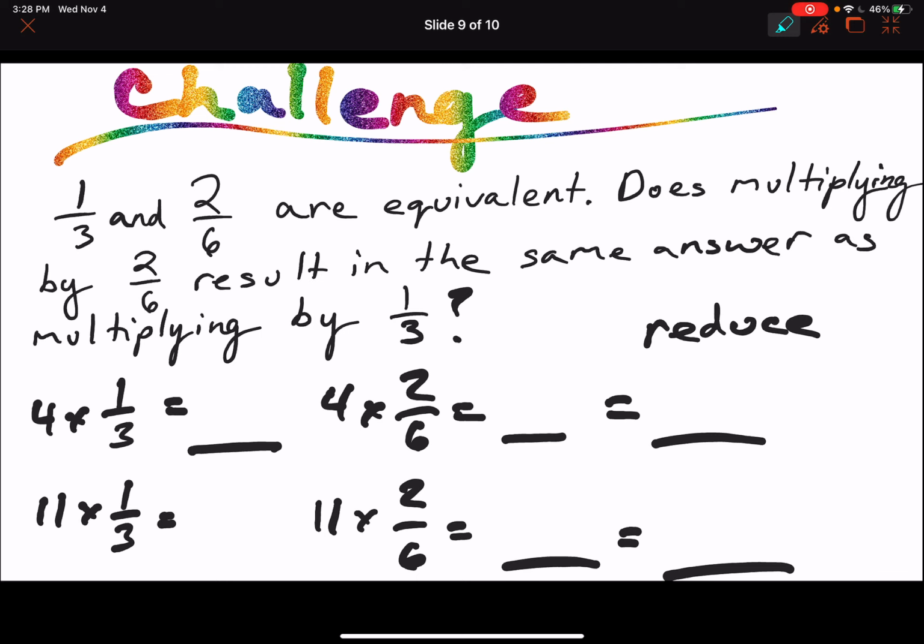So the challenge here: 1/3 and 2/6 are equivalent to each other. Does multiplying by 2/6 result in the same answer as multiplying by 1/3? So I'd like you to do that, and then I'd like you to answer this question. Okay, does it? And you're going to answer yes or no. So you're going to pause here and work that out with your group.